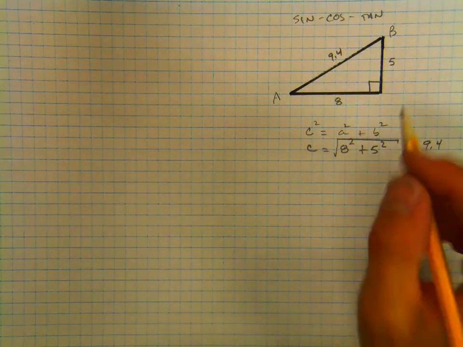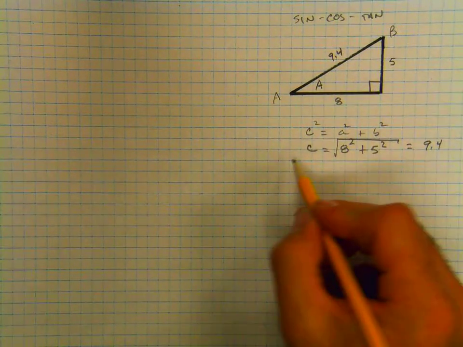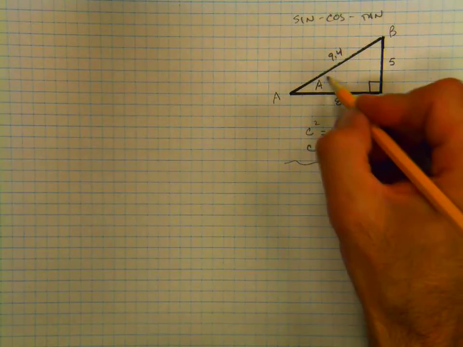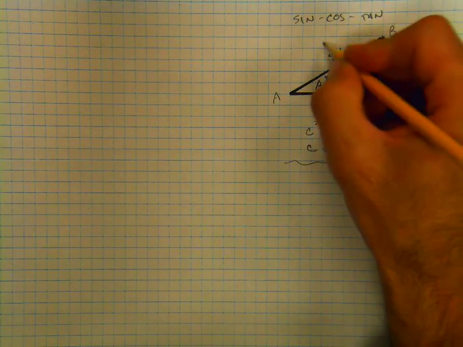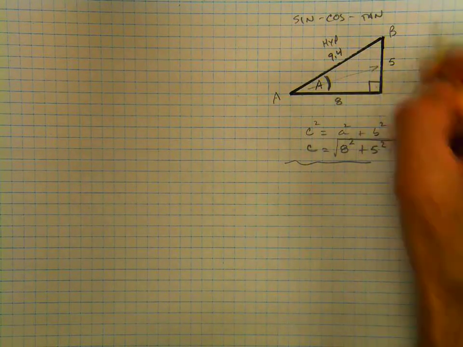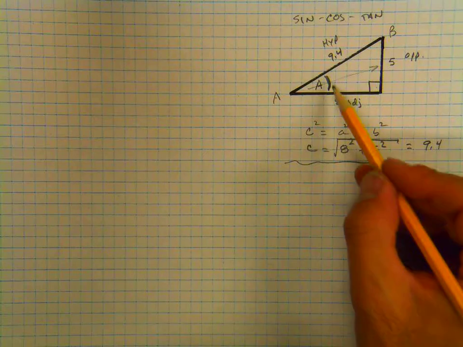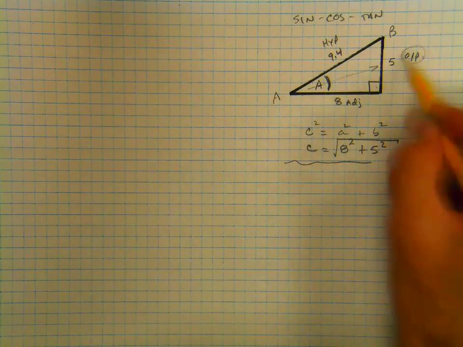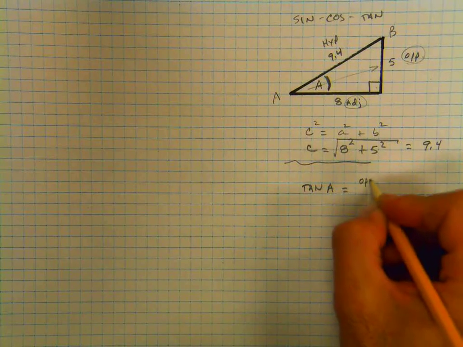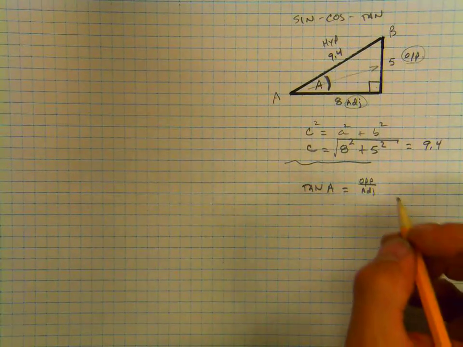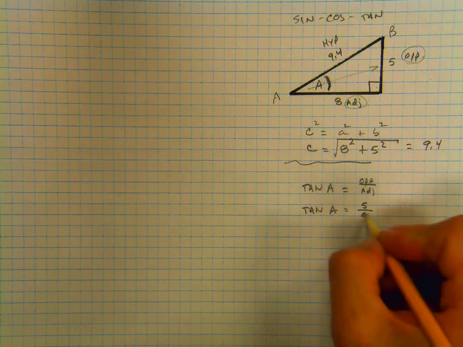Now, if we want to figure out this angle right here, angle A, there's a couple ways we could do this. Let's start by labeling the sides of the triangle. If this is angle A, opposite the 90 is the hypotenuse. Shooting straight across is the opposite side, and the last one is the adjacent. We could figure out this angle using the tangent, which is opposite over adjacent. The tangent of angle A is equal to opposite over adjacent. So tangent of angle A, the opposite is 5, the adjacent is 8.